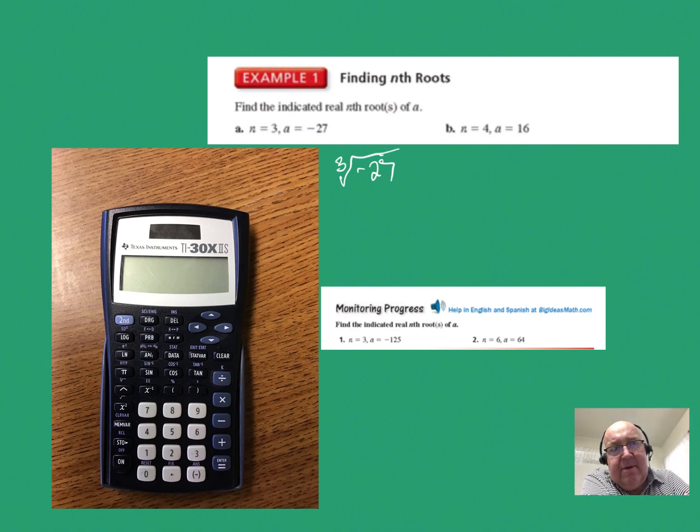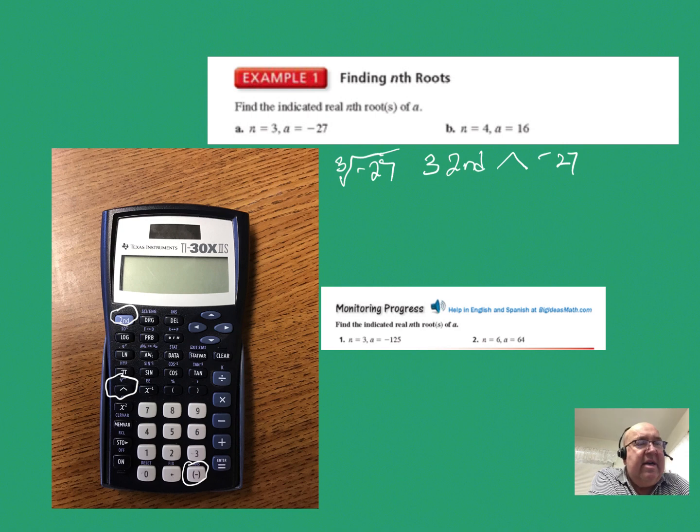So we're going to be using the second function of this key on the calculator. If I were to put this into the calculator, I would put 3, and then I would push the second function, and then I would push the button that looks like that, which is the nth root button, and then I would push negative 27, and on our calculators in school the negative button is down here, and I would end up with negative 3 for an answer.